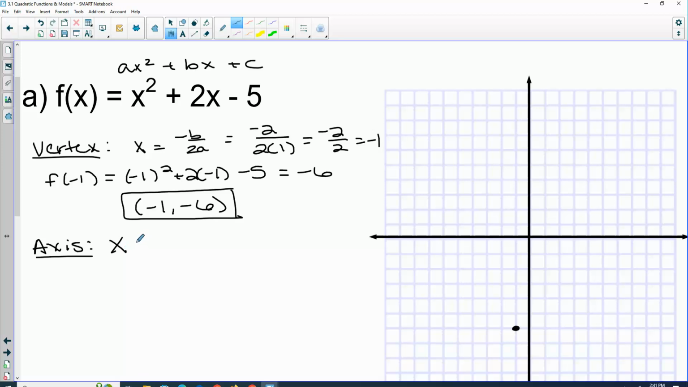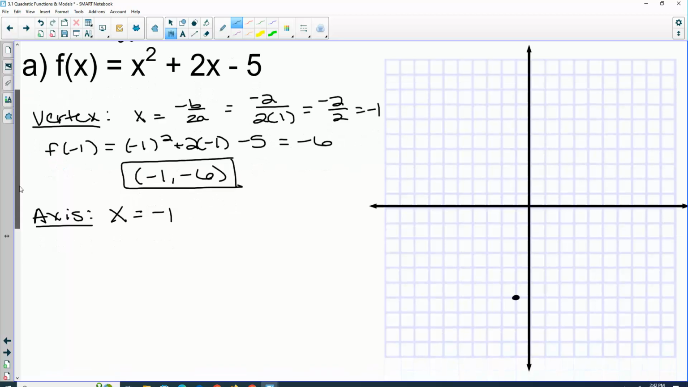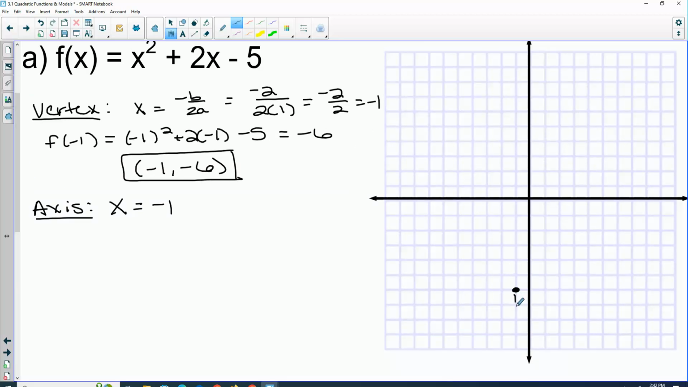That's a line. So x equals the x value of the vertex, which is -1. So we're just talking a vertical line going through -1. You dash that, or you graph it as a dashed line. It's not technically part of the parabola itself, but we're going to use it to get our full graph. So what that means, that's a line of symmetry. So the parabola is the same on both sides of it. It's a mirror image.